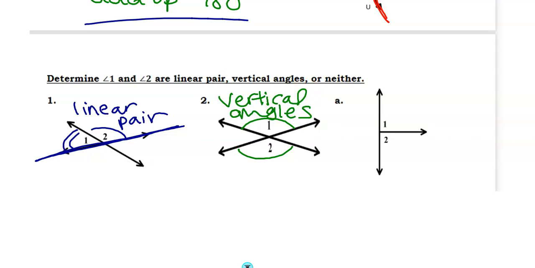And then 1 and 2, if you notice, it makes a straight line. And I don't know if they're perpendicular, but they make up a straight line. So angle 1 and angle 2 are also a linear pair. We don't know about the 90 degrees unless it had that shape. It does not have that shape.